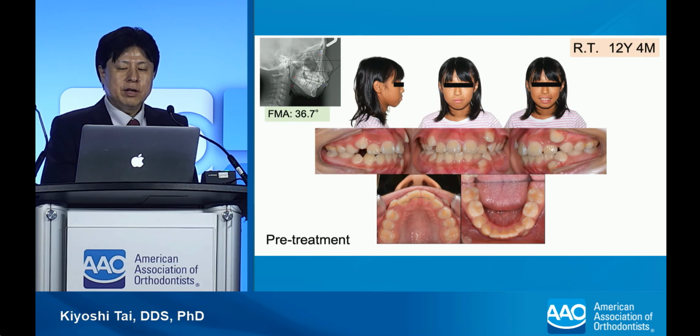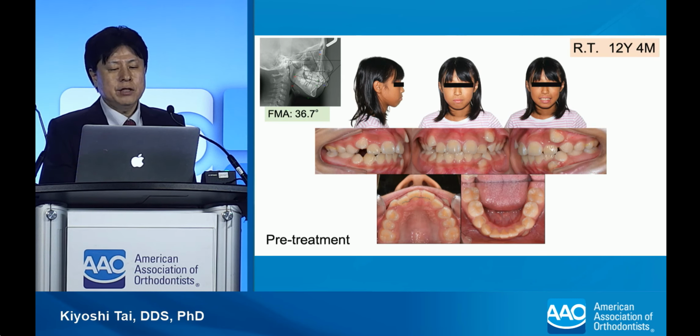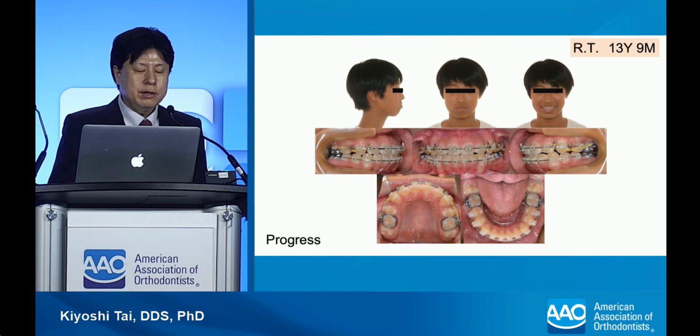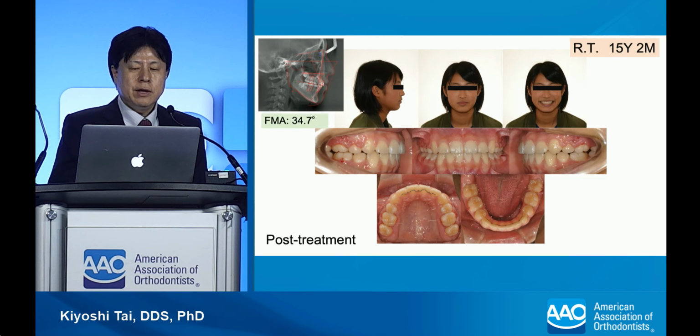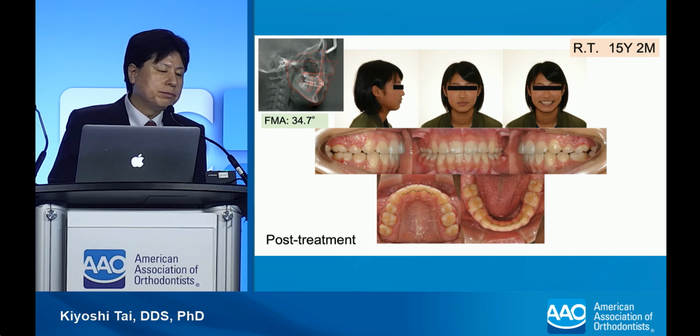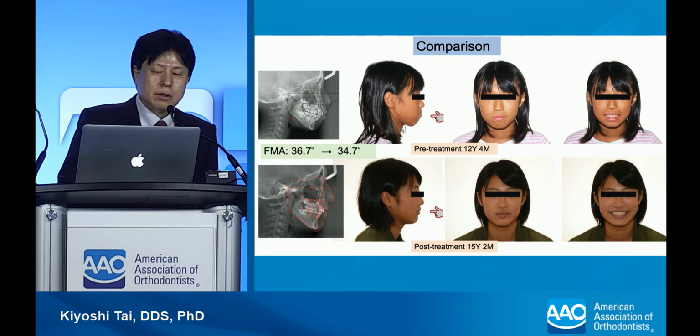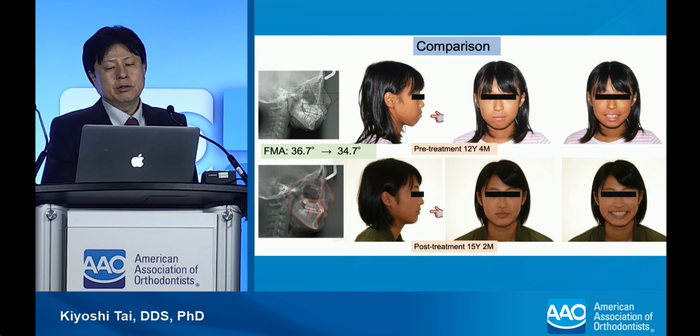Here are the initial records. We used the transpalatal arch and headgear for 6 months before braces. Progress. These are post-treatment records. Here is a pre- and post-treatment comparison. Her lateral profile has totally improved. Please check the changes in FMA.